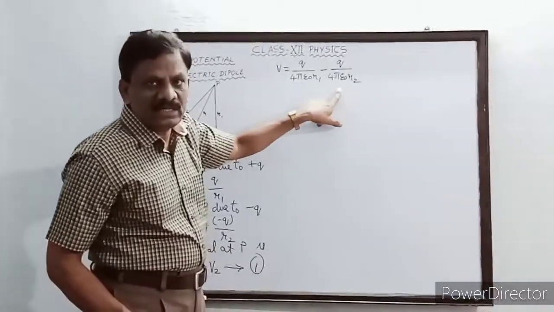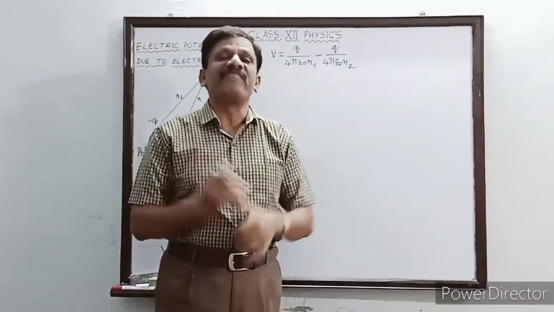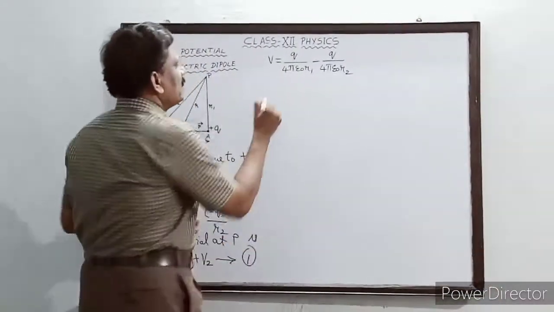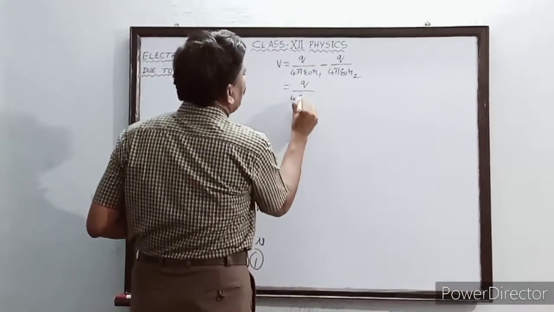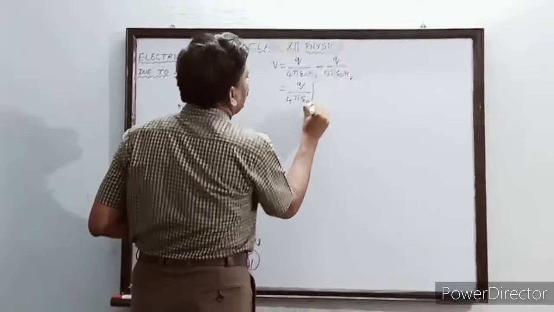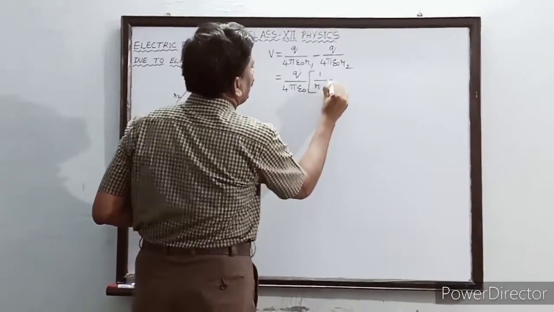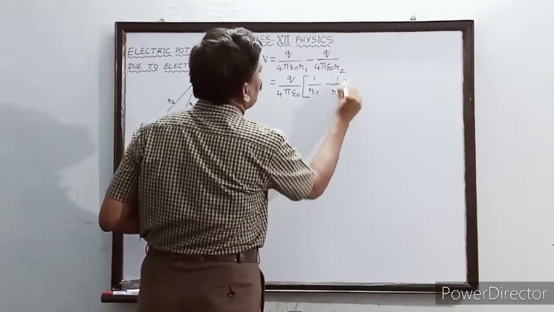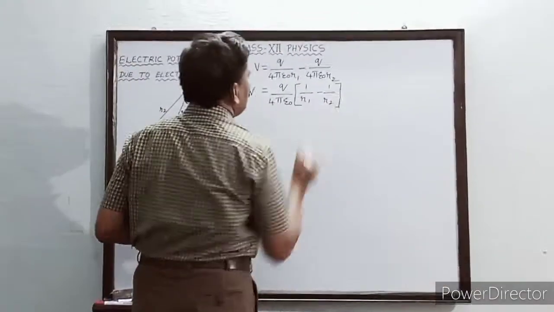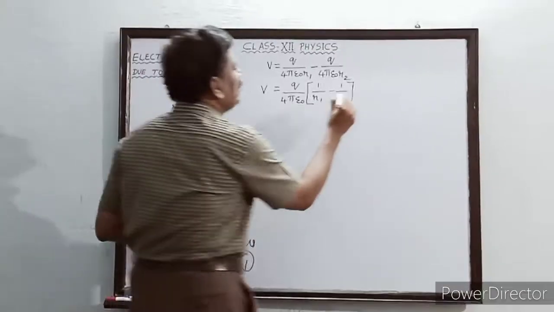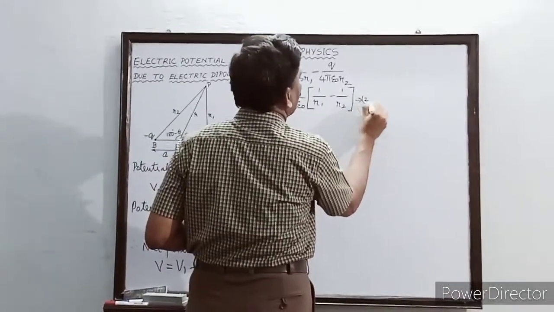Is it right? You check which are the common factors as constants here. So this is equal to what? Q divided by 4 pi epsilon naught into 1 by R1 minus 1 by R2. So this is another step. We can call it as equation 2.